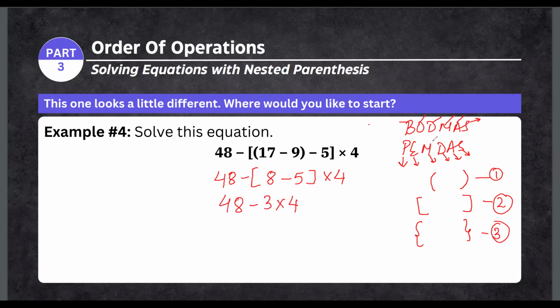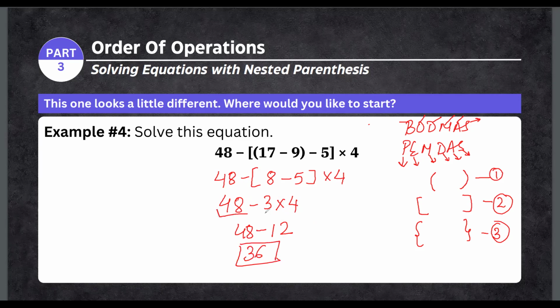Now, according to this BODMAS rule, you have to apply the PEMDAS over here. You need to check what comes first, multiplication or subtraction. Multiplication comes first, so we have to multiply first. We don't need to subtract first, otherwise our answer will be wrong. So here you need to use this PEMDAS. Now, 4 times 3 is 12, and 48 minus 12 is 36.